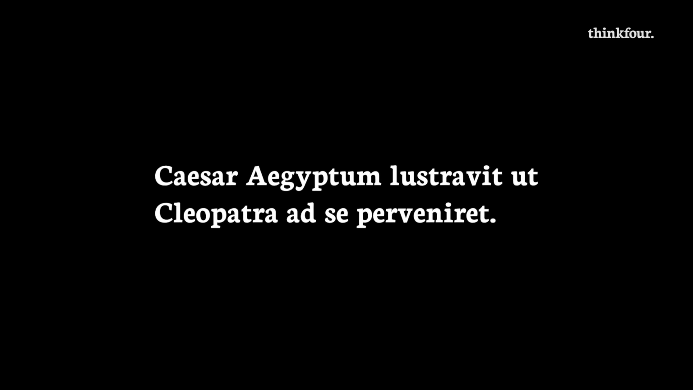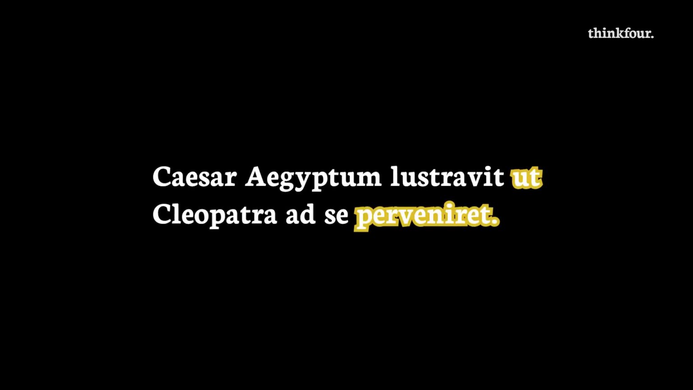Unlike the purpose clause, however, the indirect command is introduced by verbs such as to order, command, request, or impose. For this reason, two relatively similar sentences might well need to be translated quite differently. Let's analyze this example. "Caesar Aegyptum lustravit, ut Cleopatra ad se perveniret." Here, we have a clear example of the "ut" plus subjunctive construction. So, one might assume that this is an indirect command.